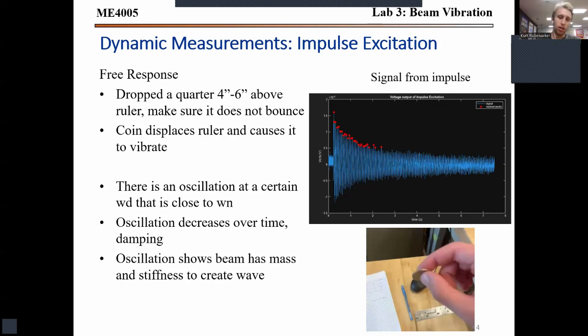Next, looking at impulse, again, with a quarter. The coin displaces the ruler and causes actually more than just mode 1; it causes modes 1, 2, and 3. The oscillation, again, decreases over time because of damping. Again, it shows as mass and stiffness, because otherwise there'd be no oscillation.